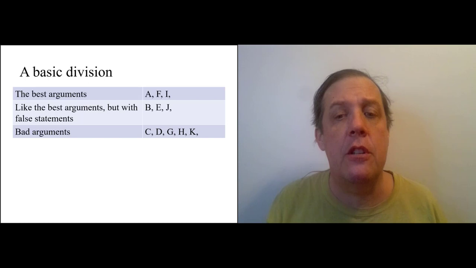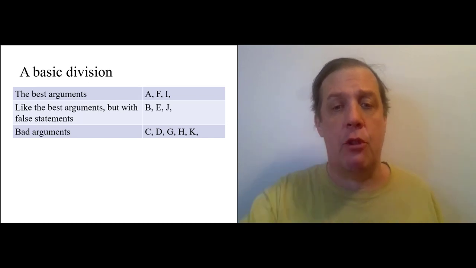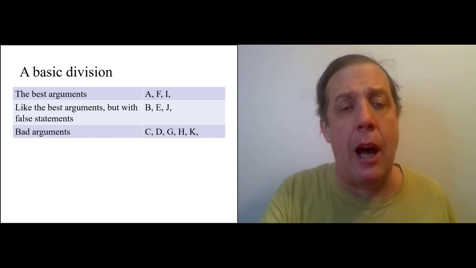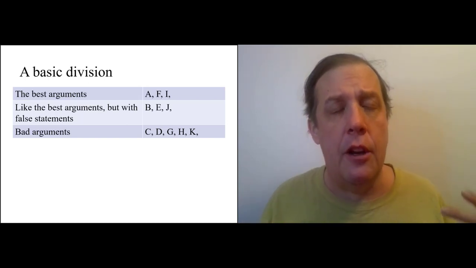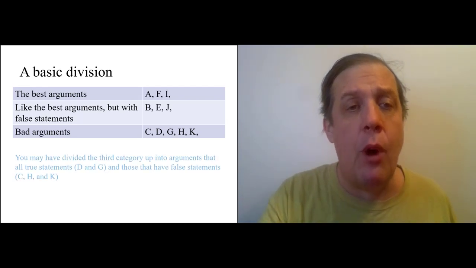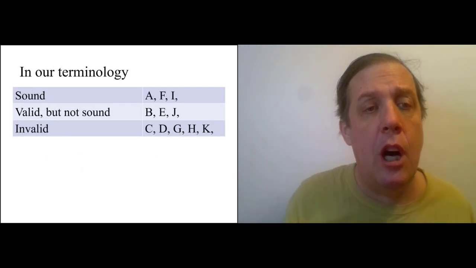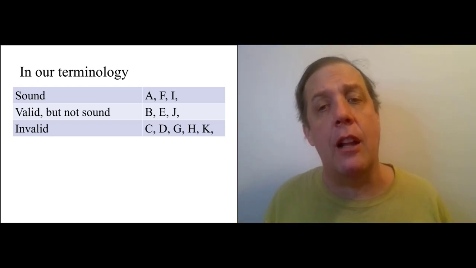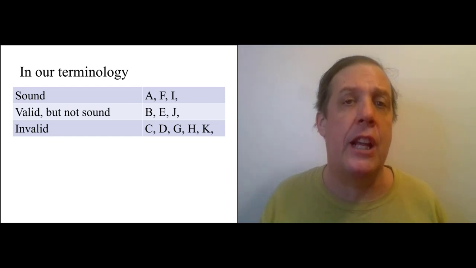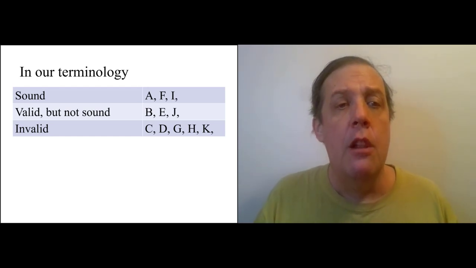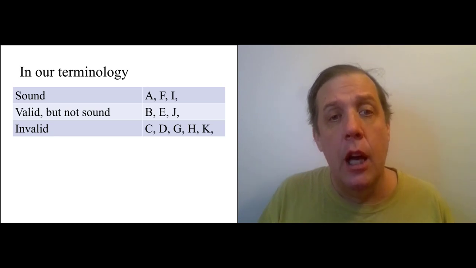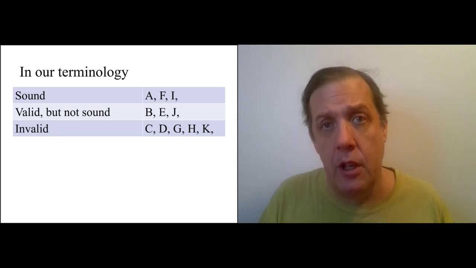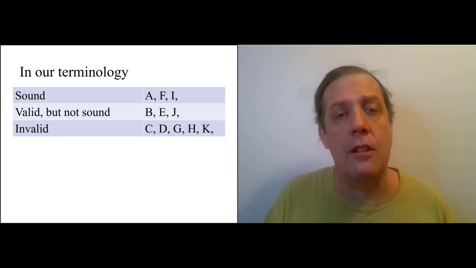If we went further, we could divide this last pile into 2 separate groups, ones that have false statements and ones that don't. But basically, the 3-pile division is easy enough to understand what we're doing because it winds up corresponding to 3 basic ideas in the terminology that is standardly used in critical thinking and logic courses. The best arguments are called sound. The middle class of arguments are called valid but not sound. And the final class of arguments are called invalid.